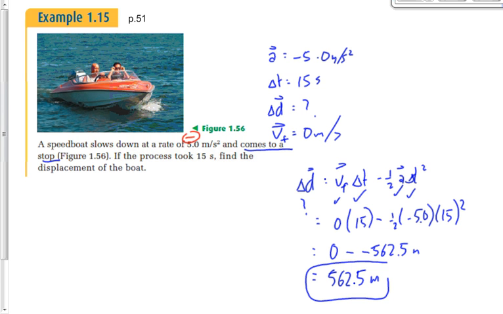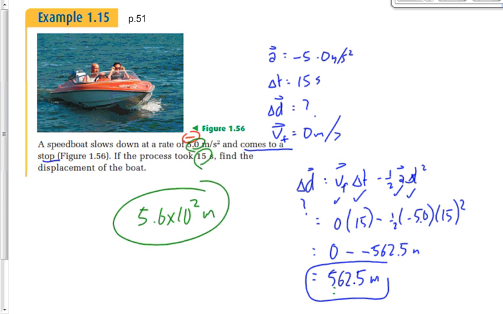By the way, we should really round this to 2 digits. If you look back to your data, 2 digits, 2 digits, final answer should be 2 digits. We're going to say 5.6 times 10 to the 2 meters with that one. I wouldn't mark this wrong, but this is slightly more correct. Yep.